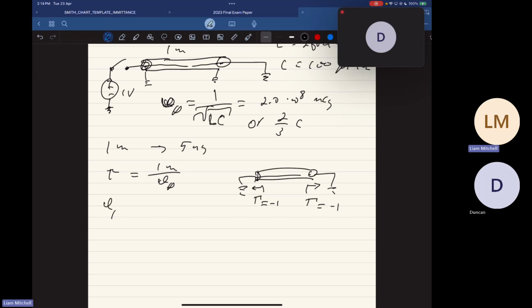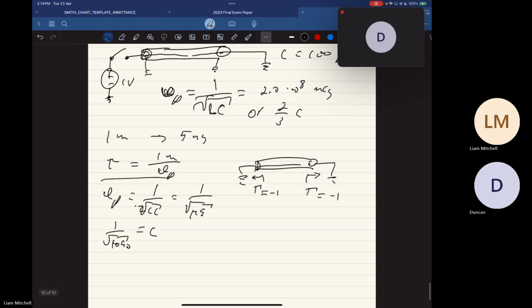Also, your VP is 1 over root LC, which is the same as 1 over root mu epsilon. The way you can remember this is that 1 over root mu naught epsilon naught is C. Yes, it's just an aside. Thank you for pointing this out. Yeah, I was confused as to things.